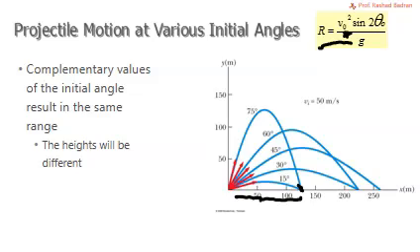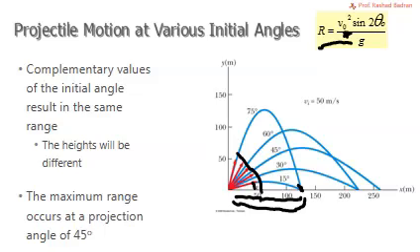Again, for the same initial velocity, you might have two complementary angles at which the projectile can reach the same range. So these two angles, 15 and 75, as you can see, reach the same range of the projectile with the same initial velocity. These are called complementary angles. Obviously, in this case, the heights are different for this one and this one.